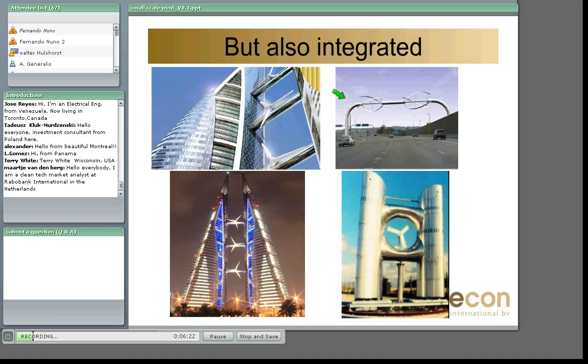Normally on top of the road you will see the direction which you have to drive, and now you can see also a wind turbine. Nice to see.